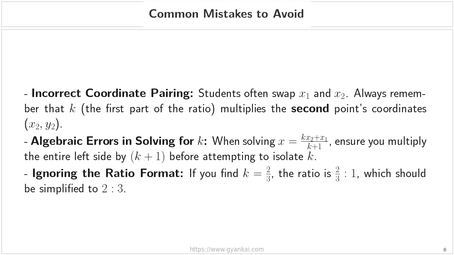Finally, don't ignore the ratio format. Sometimes, after all your hard work, you might end up with a fraction, such as k equals 2/3. Remember, our formula is based on the ratio k to 1. So, if k is 2/3, your ratio is actually 2/3 to 1. To present your final answer professionally, you should simplify this by multiplying both sides by 3, giving you a final ratio of 2 to 3.